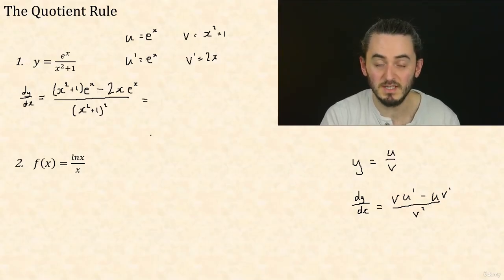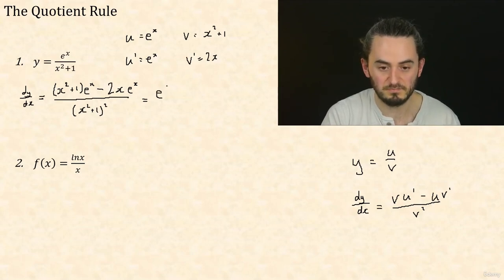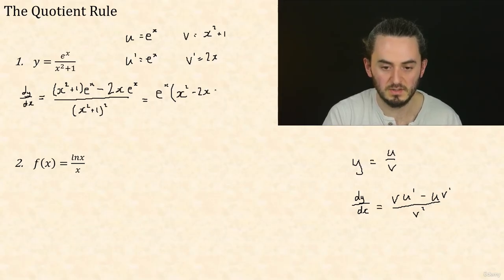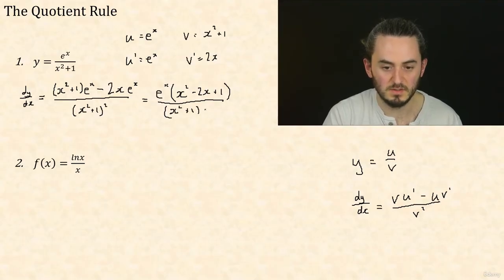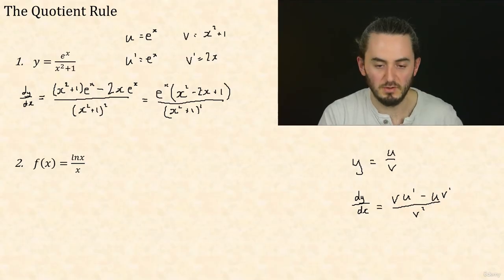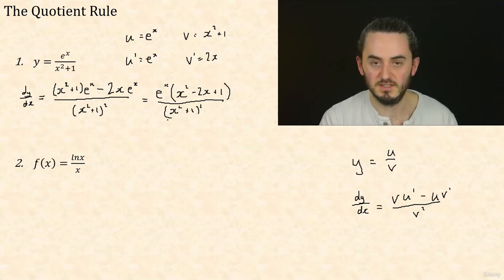There's not necessarily any need to, but for example I could factorize out an e to the x at the top, and what I'm left with is x squared plus 1 minus 2x, or x squared minus 2x plus 1. And all of that is divided by x squared plus 1 squared. And, you know, look, this happens to factorize. This is just x minus 1 squared. But depending on what the question was, you may not need to neaten it up any more than that.